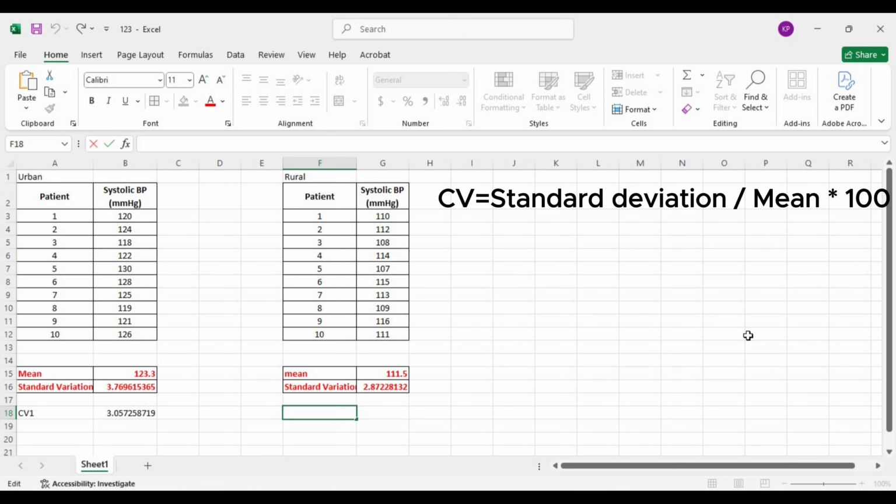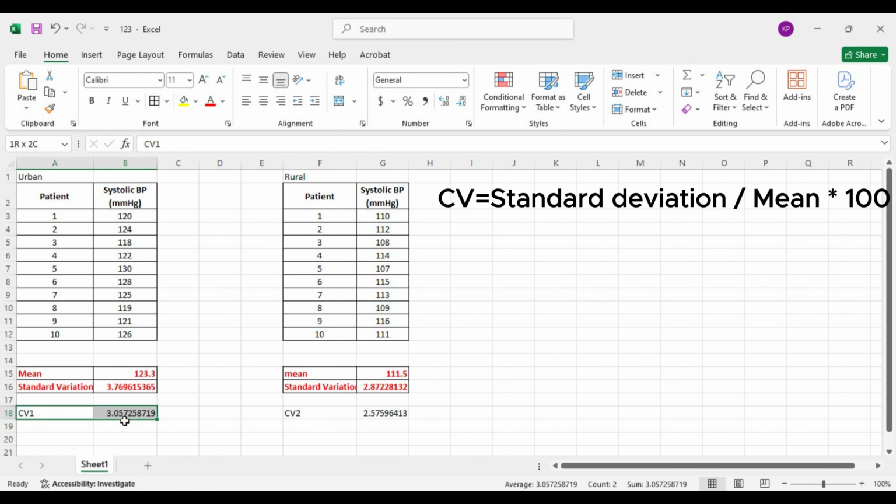Now calculate the coefficient of variance of the rural group. CV is equal to standard deviation 2.87 divided by 111.5 into 100. Make an enter. So the coefficient of variance in the rural area is 2.57.